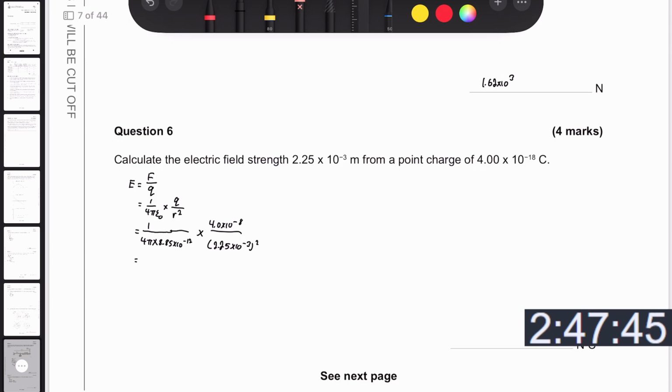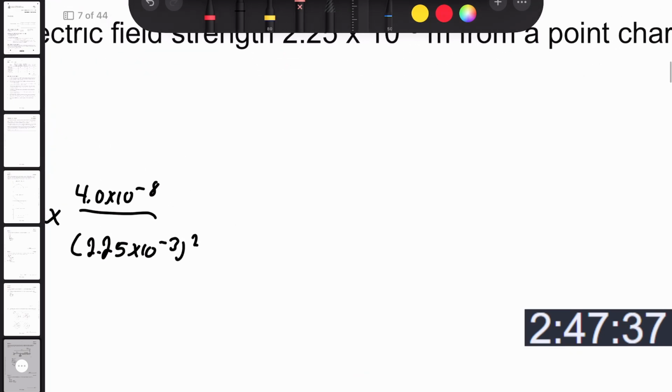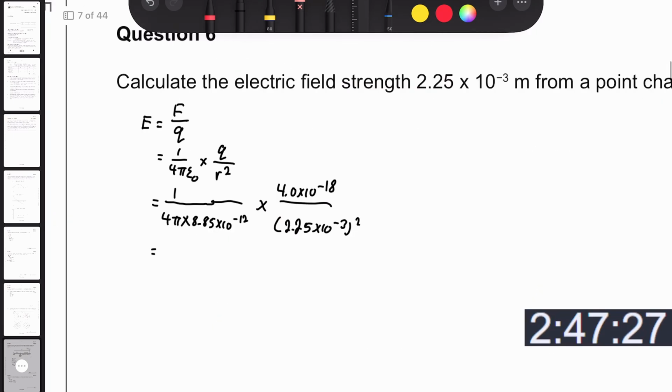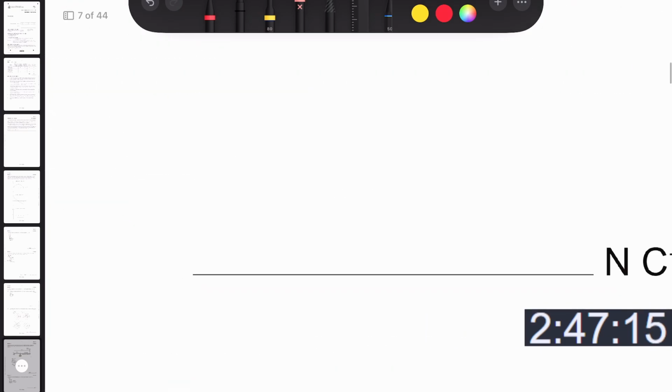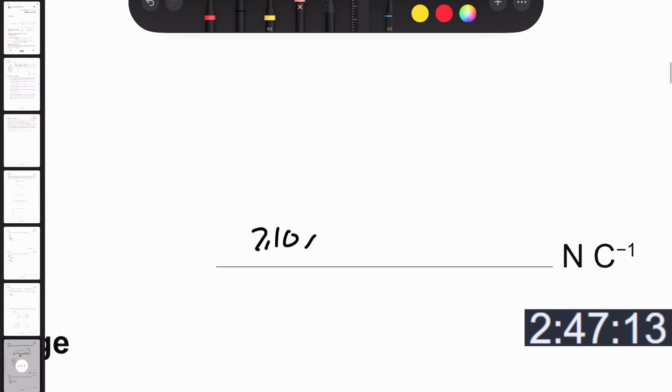Is this correct? I get a massive number. Hold on a minute. Oh, negative 18. That's why. I just need negative 8. Oh, and I'm going to have to pause because I forgot to put my timers on again. Give me a second. So, making that, now I get 7.10 times 10 to the negative 3. This is newtons per coulomb.